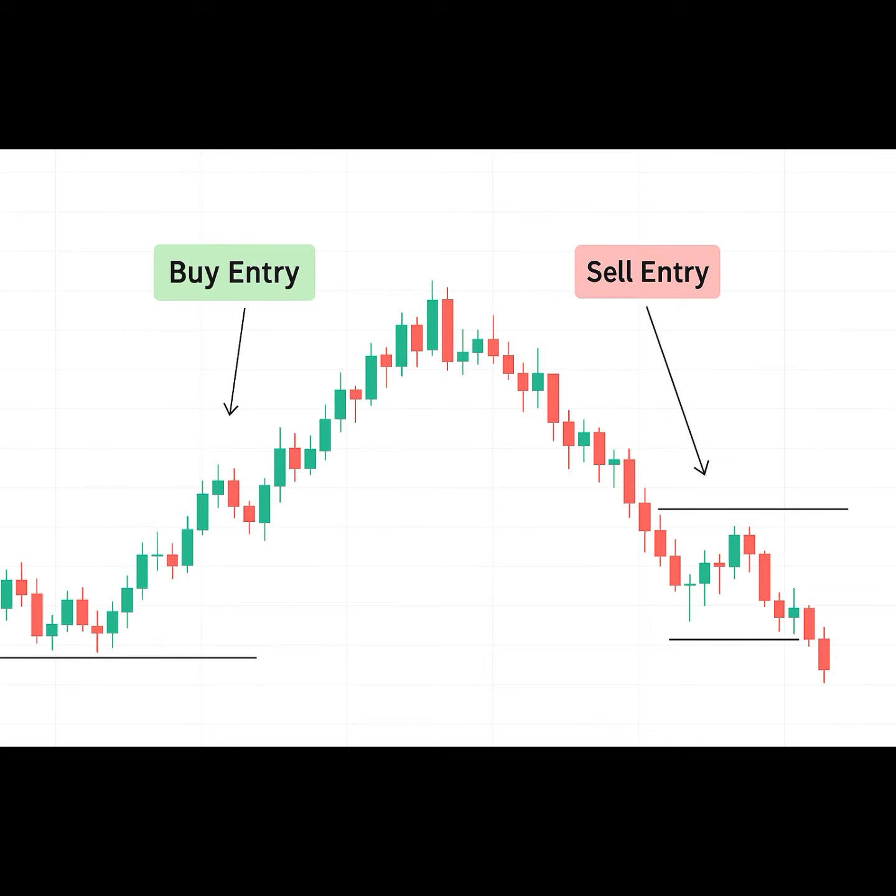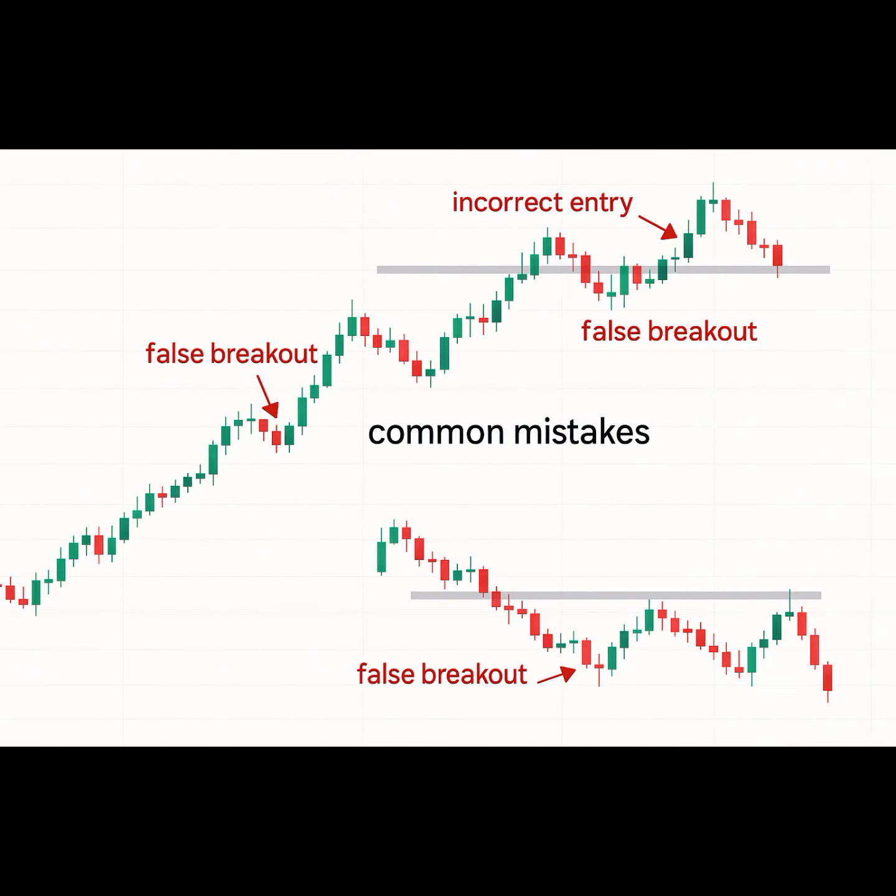Trading with market structure involves looking for clear entry points that align with the trend. In an uptrend, look for pullbacks to the higher lows before entering a buy position. In a downtrend, enter when the price forms lower highs and starts moving lower again. Using structure to time your entries helps you align with the market's natural flow, increasing your chances of success.